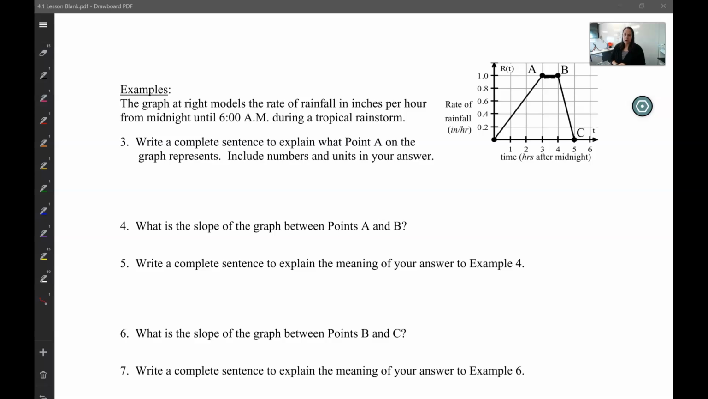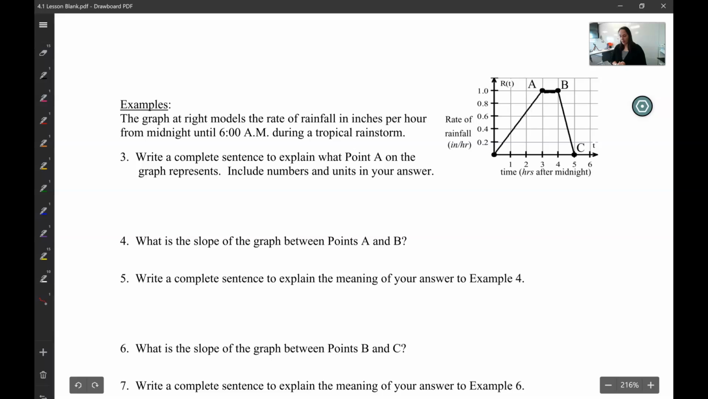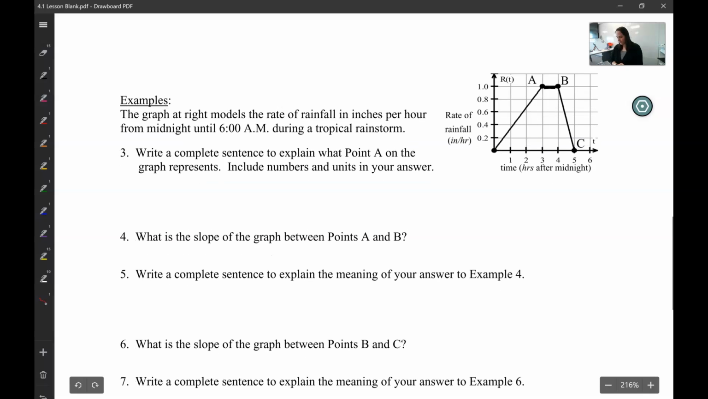Welcome to the second part of lesson 4.1, where we go over one other example of another application of rates of change. So in this problem, we're given this graph right here. If we look at this graph, it looks like our y-axis is measured in 0.2, and this is a measurement of the rate of rainfall in inches per hour.